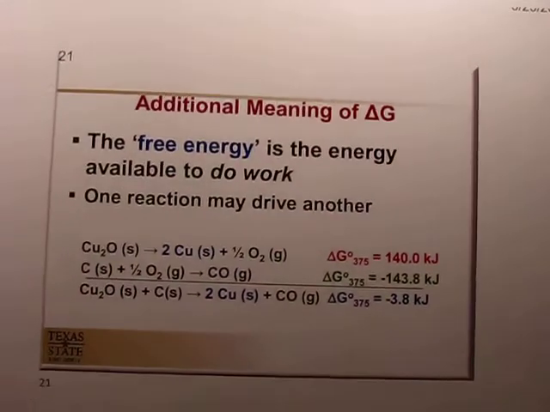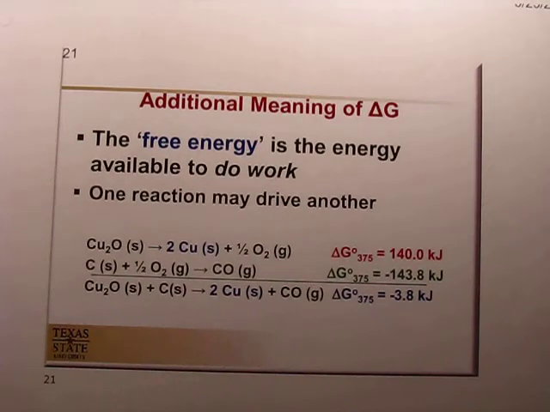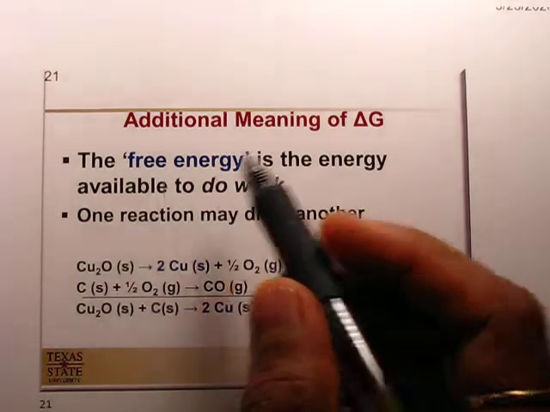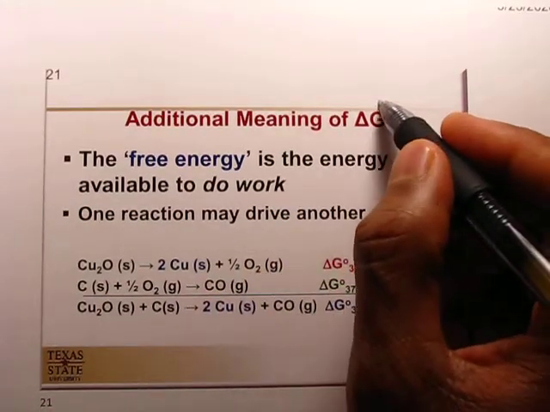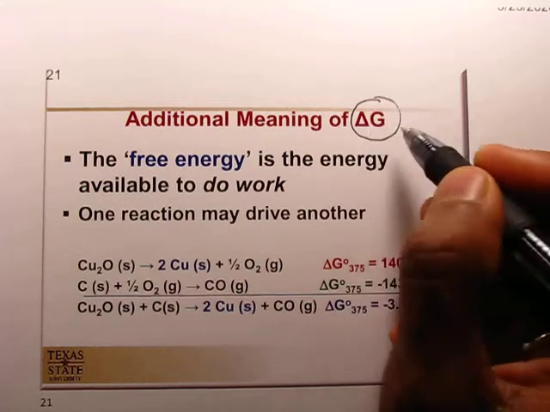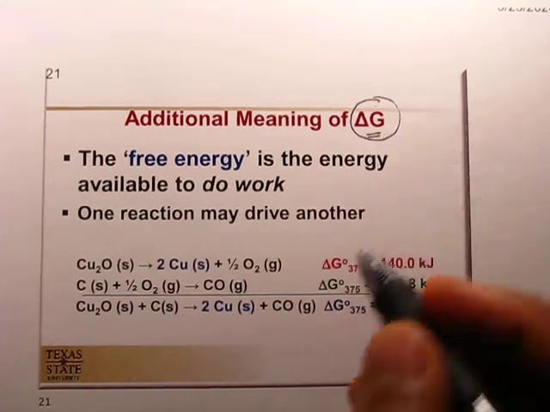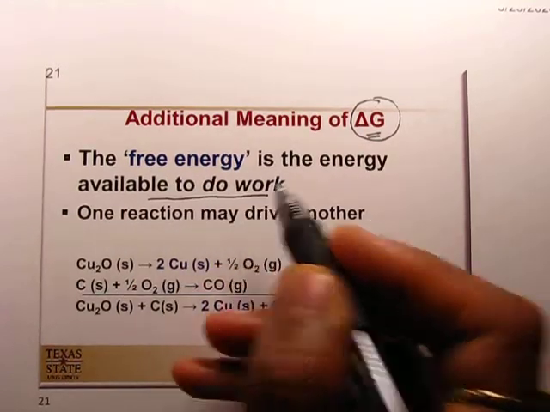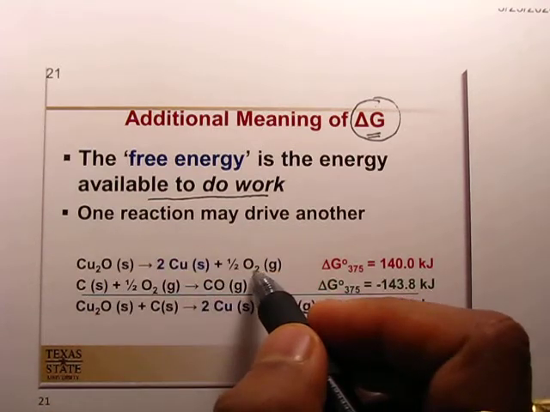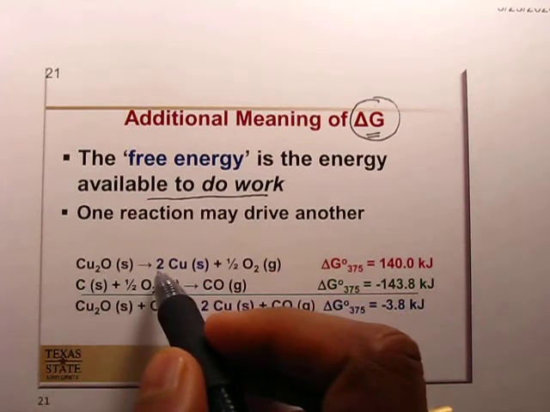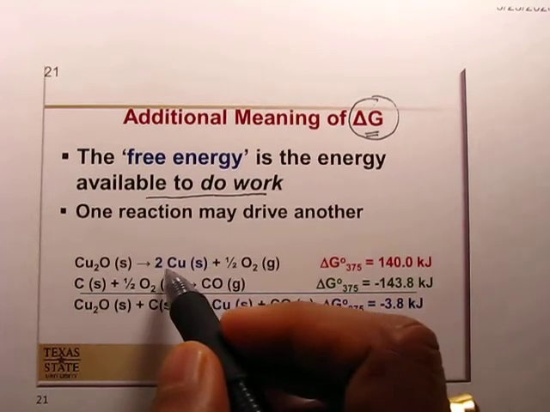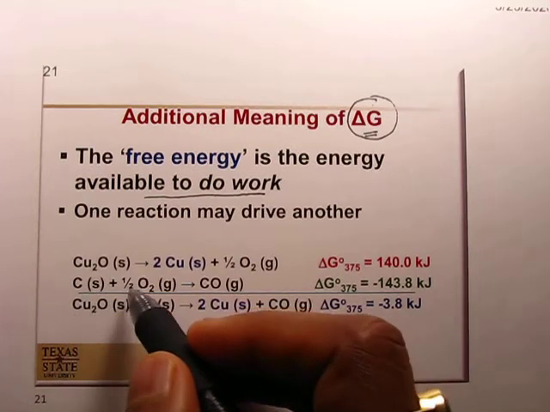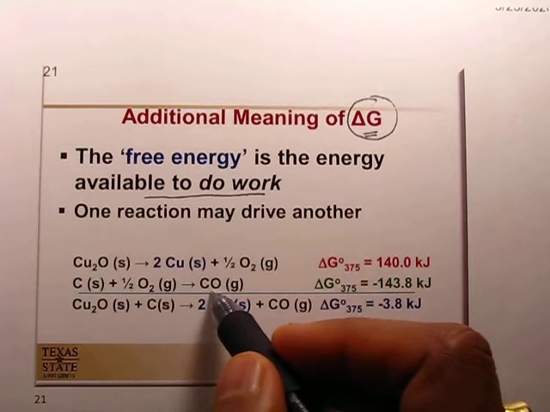One example is this one, which shows the meaning of delta G. Gibbs free energy is represented by delta G, basically the change in Gibbs free energy. So the free energy is the energy available to do work. This is the definition, and here two reactions are shown. Number one is solid copper oxide decomposing into pure copper and oxygen, and carbon reacting with the oxygen to make carbon monoxide.